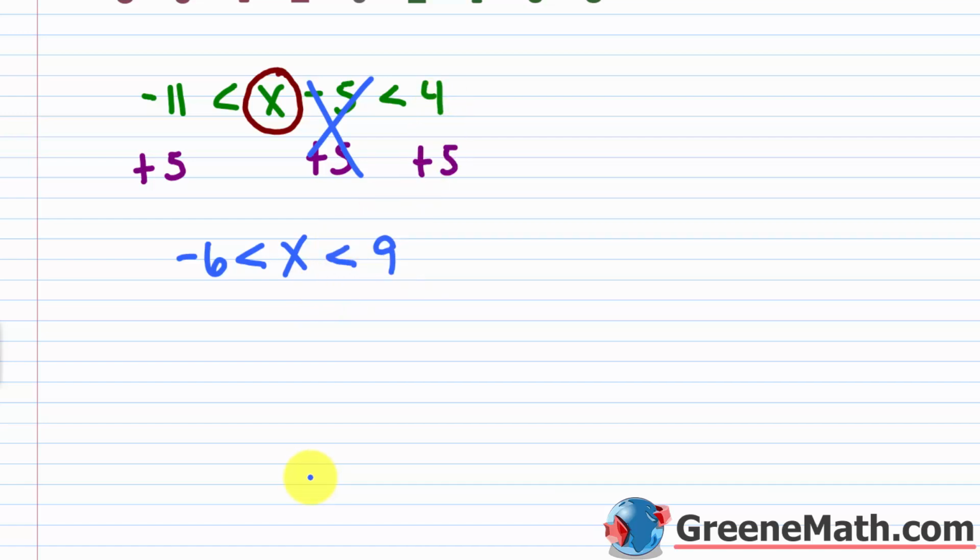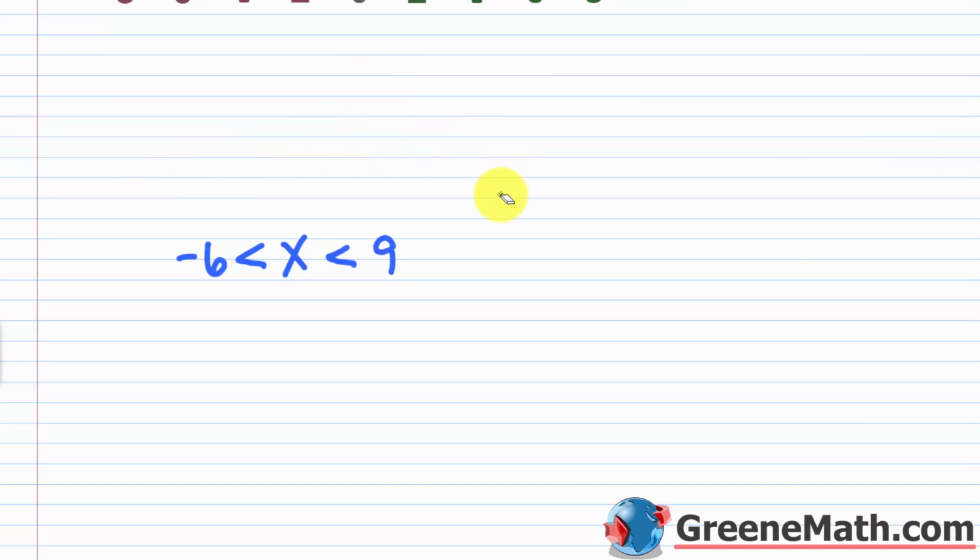So realize what this is saying. This is saying that x is between -6 and 9. In other words, x has to be greater than -6 and also less than 9. So let's look at this on the number line so we can fully understand this concept. Let's drag this up here, and let's take a look at this.